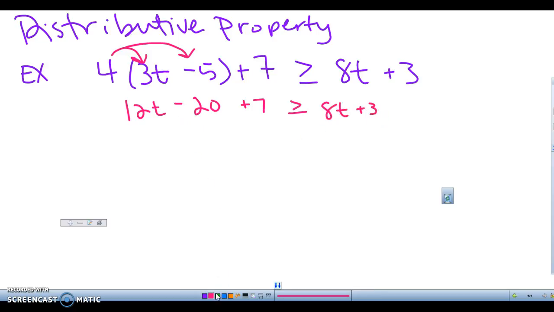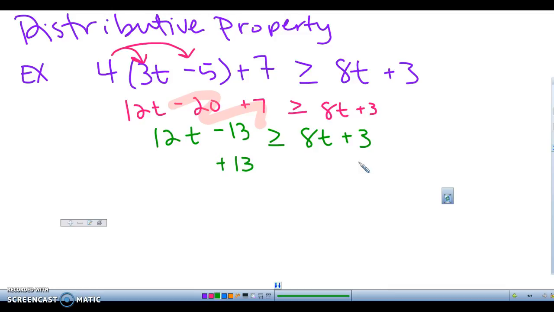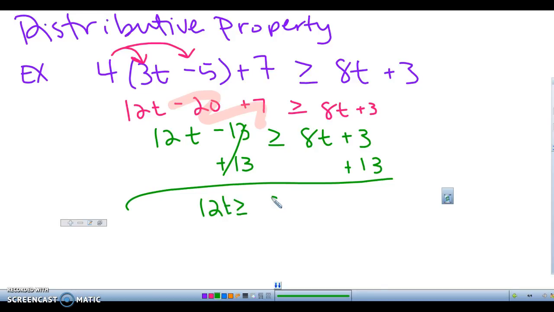If I can add these like terms together, this minus 20 and the plus 7, that would be helpful. So I'll have 12t minus 13 greater than or equal to 8t plus 3. Remember, when I have variables on both sides, I want to move the variables to the left and my constants to the right. So to start doing that, I'm going to add 13 to both sides. These will cancel, and I'll have 12t is greater than or equal to 8t plus 16.